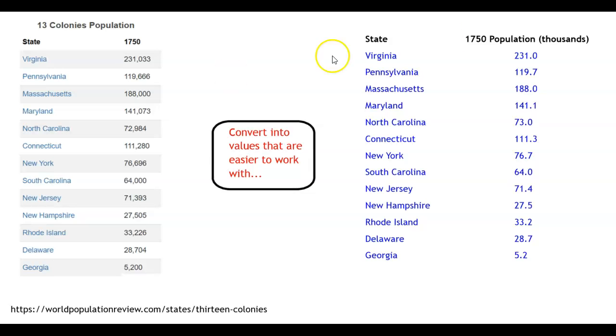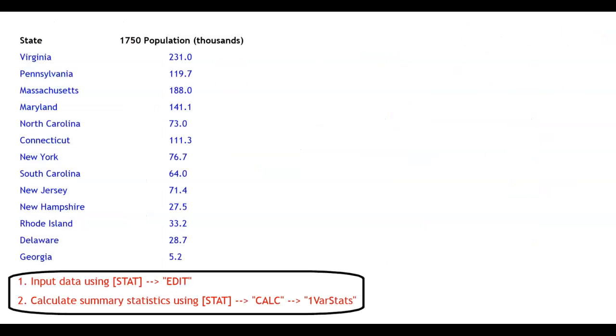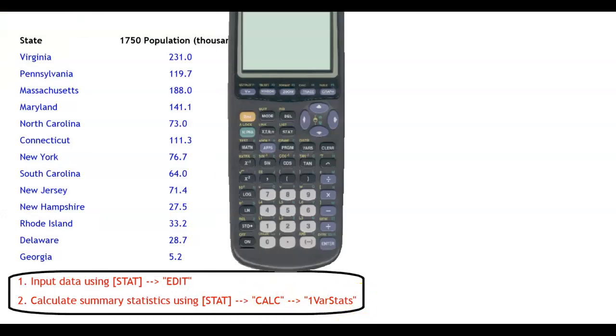Anyway, what we're going to do is take these values and then put them into the calculator. So it's a very easy two-step procedure. The first step is to input the data using stat edit, and then the second step is to calculate summary statistics using stat calc 1-Var Stats. Let's grab our handy dandy calculator here.